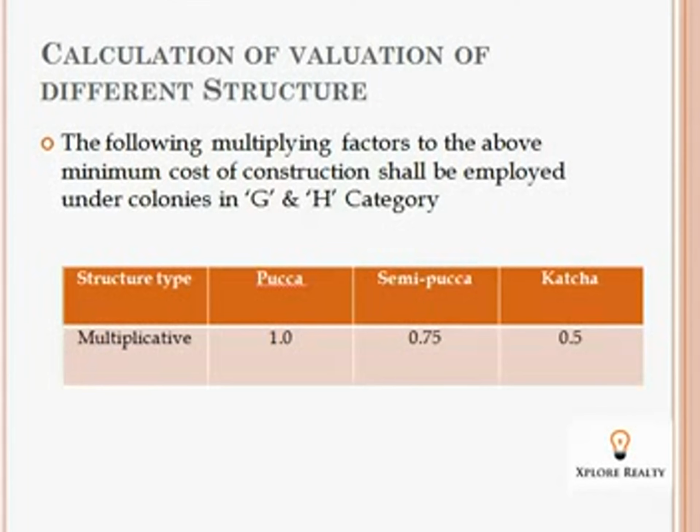If property is in G and H category, then there is another thing we need to consider while calculating cost of construction, which is the kacha construction or the pakka construction. To calculate that, again a multiplication factor comes into the picture, but this is only applicable in G and H category.